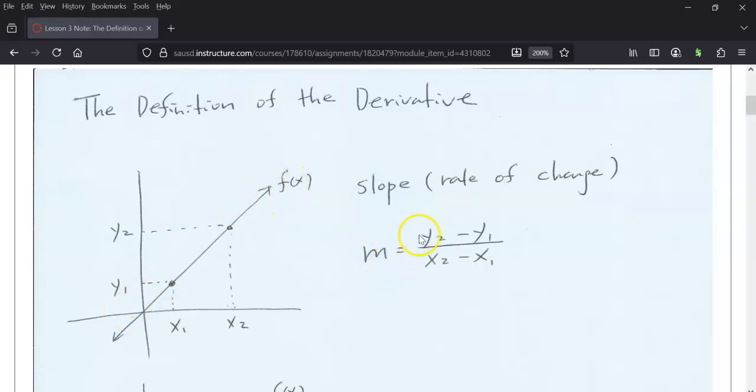The slope is y2 minus y1 over x2 minus x1. This first point right here has coordinates x1, y1, and the second point has x2, y2. So that's how you find the slope between these 2 points.